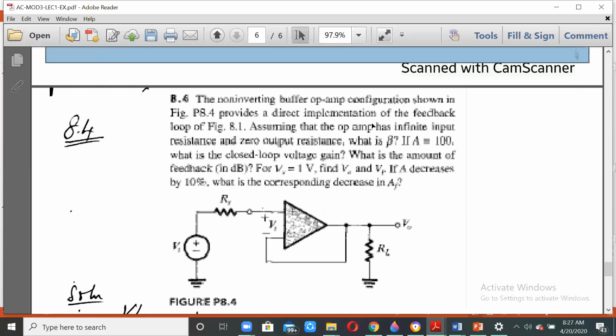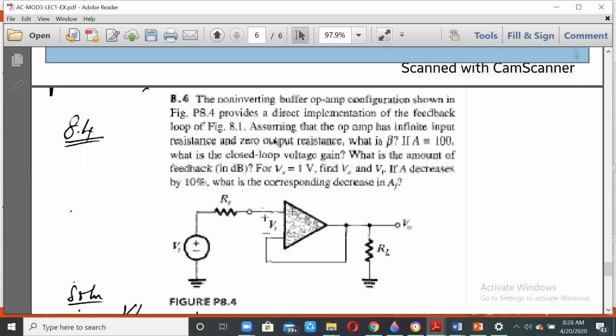So now we have here in the 8.4 this overall thing, assuming that the op amp has an infinite input resistance and zero output resistance. What is beta? If A is equal to 100, what is the closed loop gain? What is the amount of feedback in dBs? For Vs equal to 1 volt, find V0 and Vf. If A decreases by 10%, what is the corresponding change in AF?